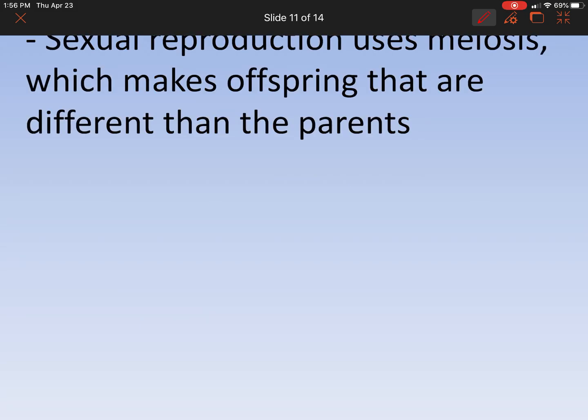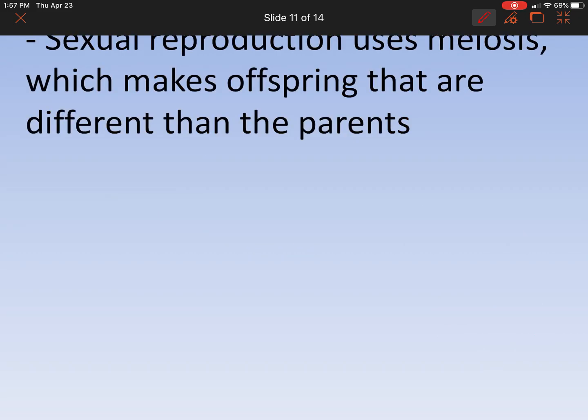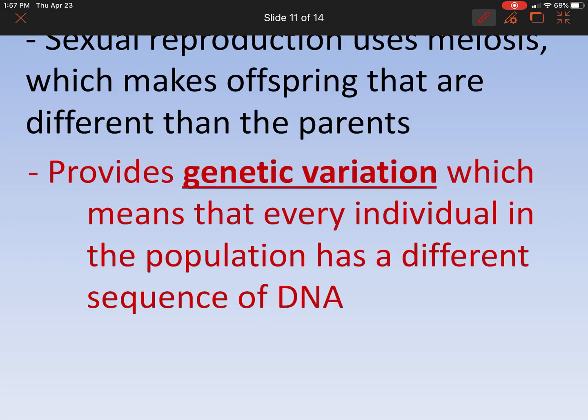Now, sexual reproduction uses meiosis, which makes offspring that are different than the... Oh, you know what? I forgot to tell you this. Add this in. Add into your notes. So right on the bottom of that page, you've got space there. So add that in. Okay, so sexual reproduction uses meiosis, which makes offspring that are different from the parents. So this is what provides our genetic variation, which means that every individual in the population has a different sequence of DNA. So that means every single organism produced through sexual reproduction is unique, has unique DNA, except for identical twins, of course, which we talked about the other day.